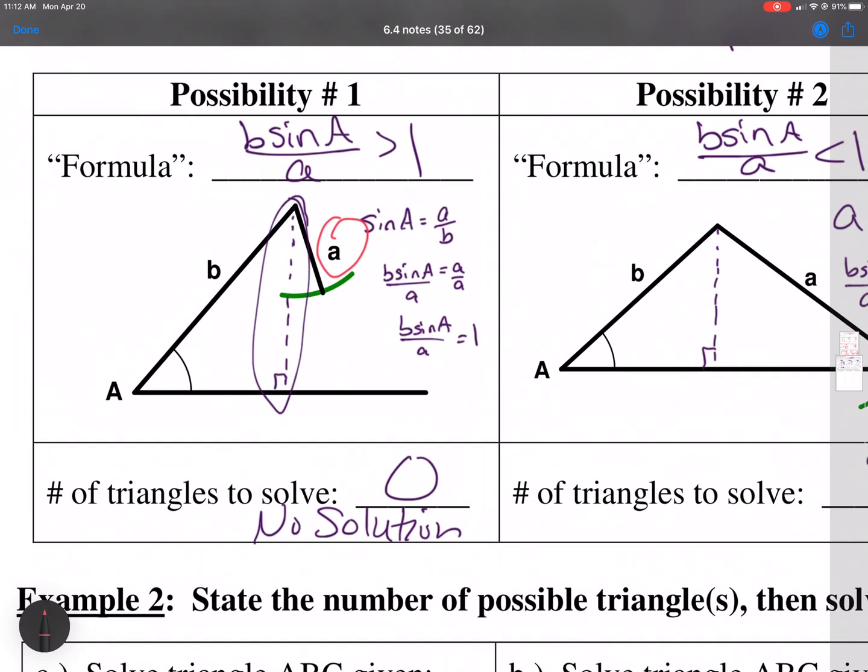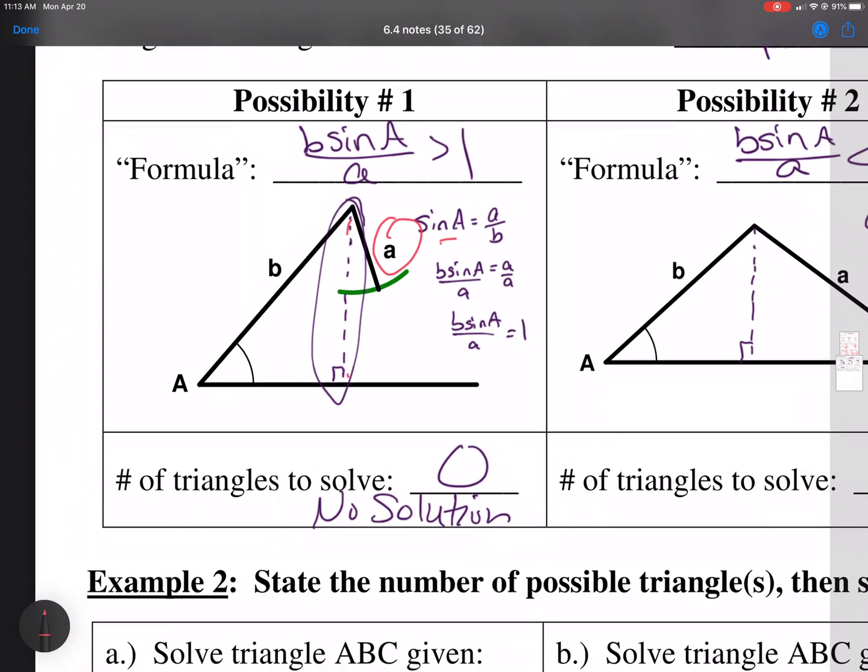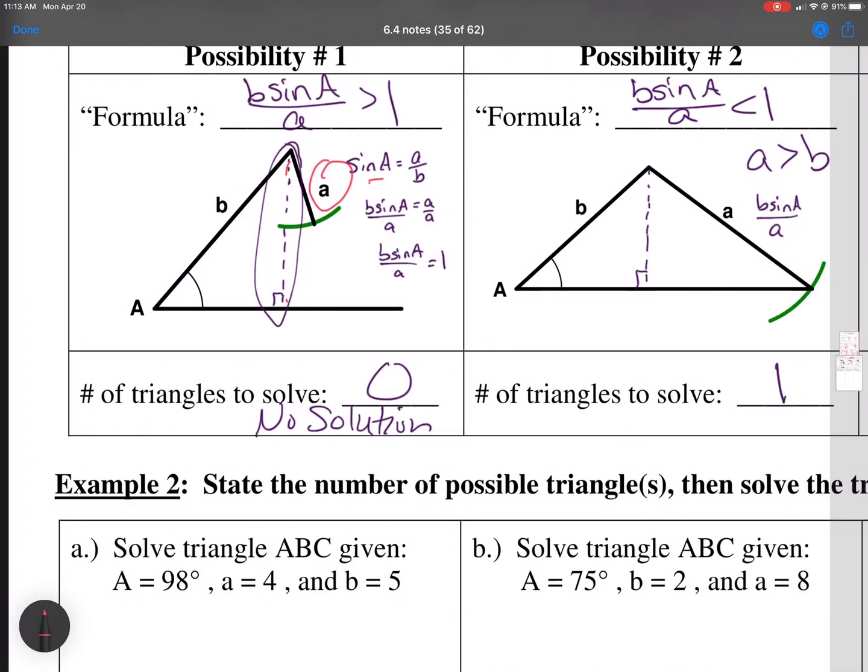Notice that I have here sine of A, and remember that sine is opposite over hypotenuse. So if I create a right triangle down in the middle, and I did sine of A equals a over b, then b sine of A over a would equal 1 if it was a right triangle. But since it's actually greater than 1, that would mean that this side would be too short, and it would not create an actual triangle. So when b sine of A over a is greater than 1, there's no solution to the triangle.